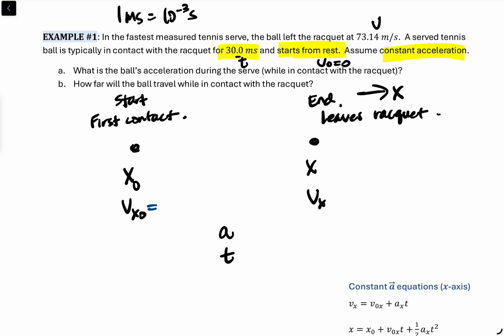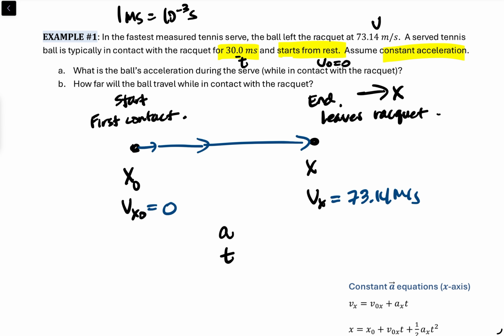So I'm going to go ahead and put that in here. So I know I'm starting from rest. And then the ball is going to leave the racket at 73.14 meters per second. So it's speeding up, right? So I can throw a couple of vectors in there, so that helps communicate that we are speeding up.